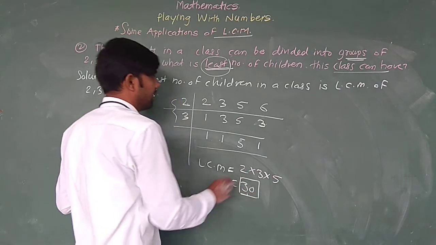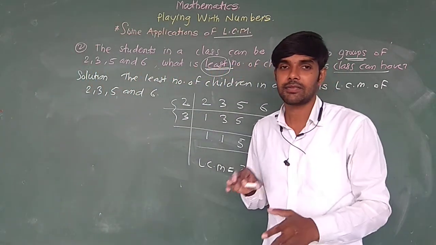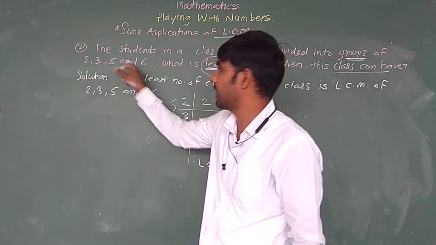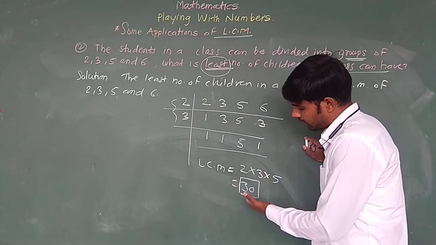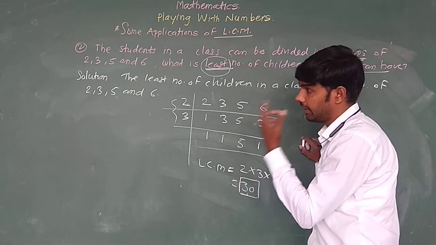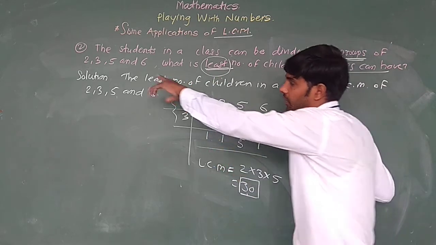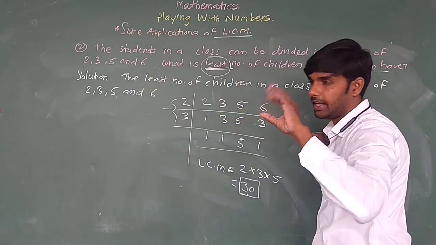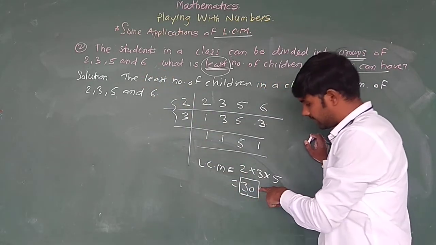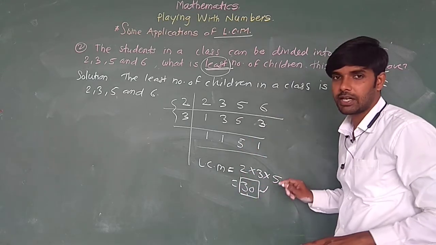So this is the minimum number, that is the least number of children in a class, and in that class we can make groups of 2, 3, 5 and 6. Look here: we can make groups of 2 students, 15 groups. Again groups of 3, each group contains 3 children, then 10 groups. If each group contains 5 students, then 6 groups. And if each group contains 6 students, there are 5 groups. Okay, this is the least number of students.